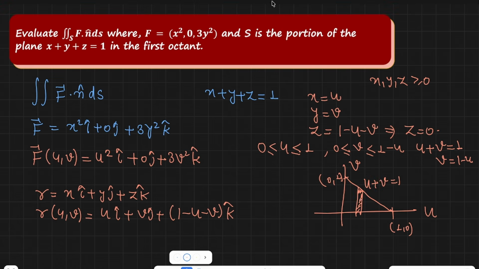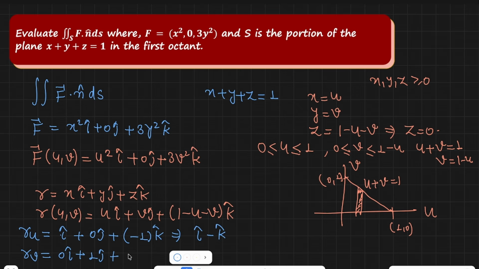Now find the partial derivative of r with respect to u. So it will be i cap plus 0 j cap plus minus 1 k cap. So it will be i cap minus k cap. Similarly, the partial derivative with respect to v is 0 i cap plus 1 j cap plus minus 1 k cap, which is equal to j cap minus k cap.